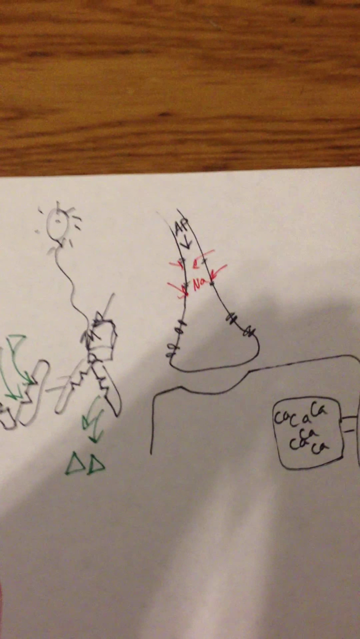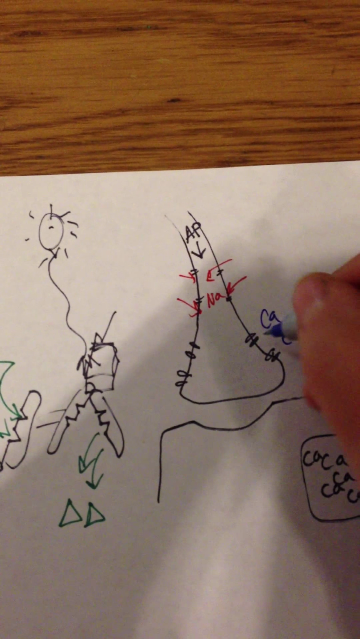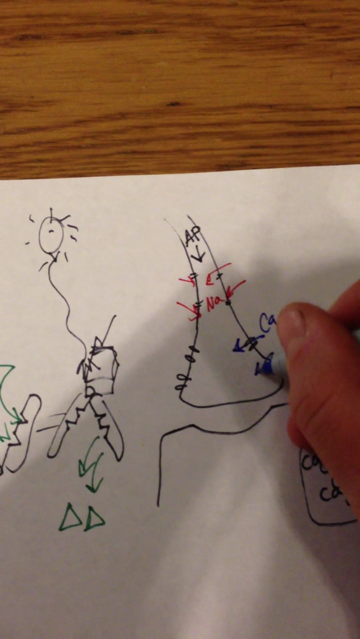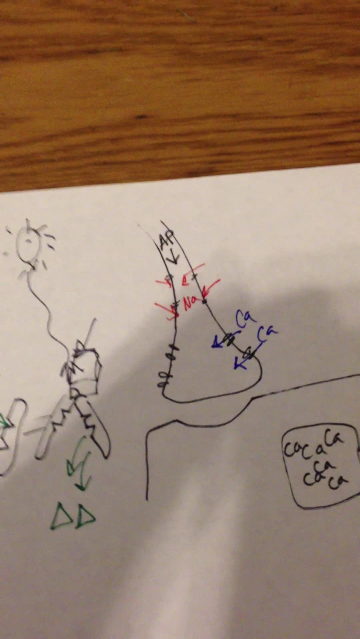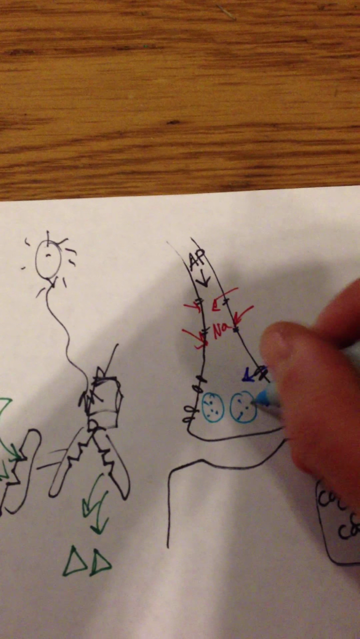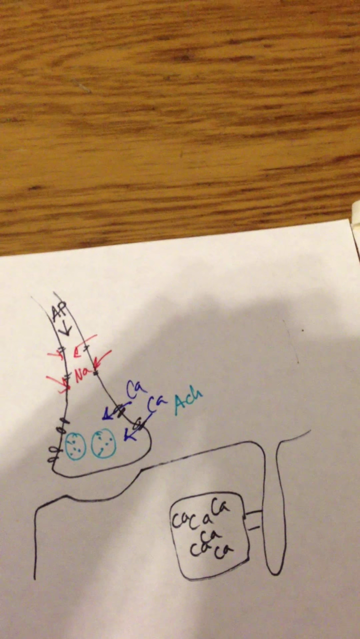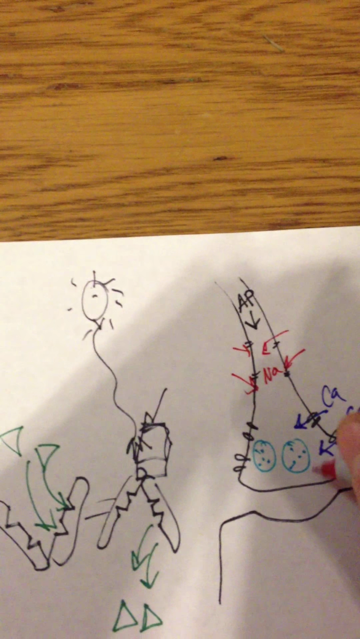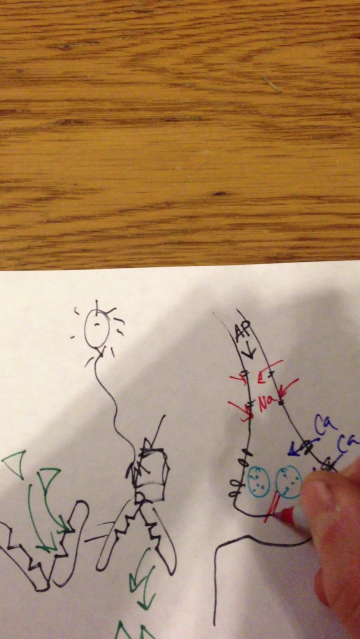And eventually you get down here, and calcium comes in. So these are calcium gates, and the calcium comes in. The calcium's job is this: there are vesicles of your neurotransmitter, and this neurotransmitter is acetylcholine. So calcium is going to bind with this little doohickey over here called a synaptotagmin, and it's going to form a snare protein with the calcium.